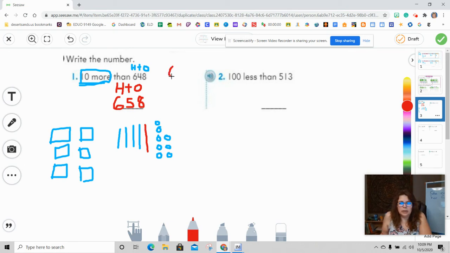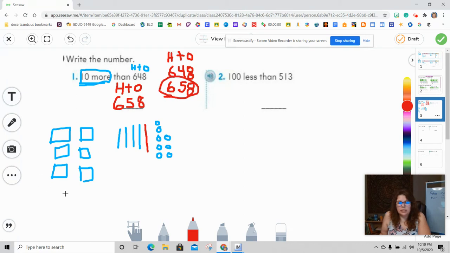I'm going to show you again right here. 648 was the original number. I'm going to put HTO, and I'm going to put the new number on the bottom so you could see 658. Now because we were adding 10 more, which is 1 ten, the hundreds place stays the same. The 4 tens, we added one more ten, so we made it 5 tens, and the ones stay the same because we didn't do anything to the ones. So that's how we came to this number.